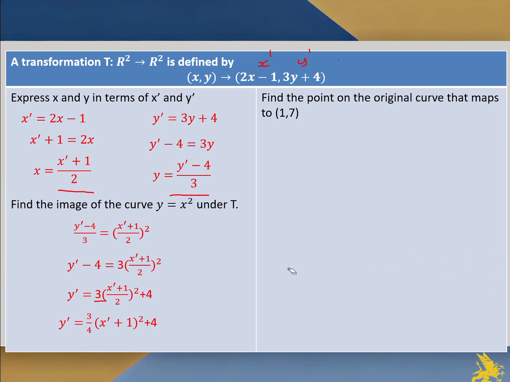Okay. Next part is we are finding the point on the original curve that maps to 1 and 7. So this is where we need to use our equations that we found here. We know what our image is going to be 1 and 7. So I plug in those values and I solve. And then I get my 2 points, x equals 1, and sorry, that should be y is equal to 1. So then I get my point 1 and 1.